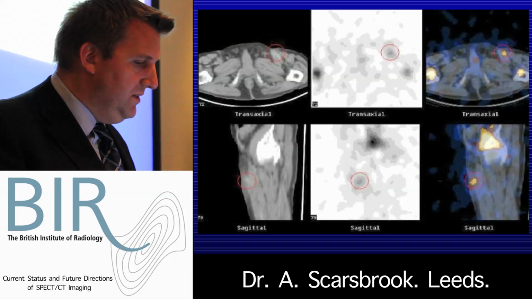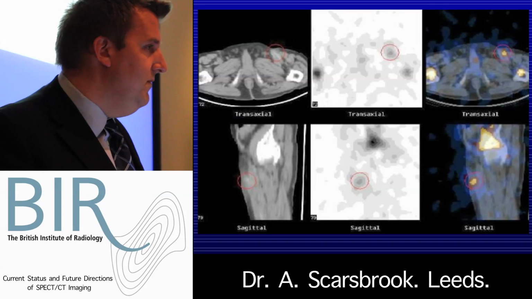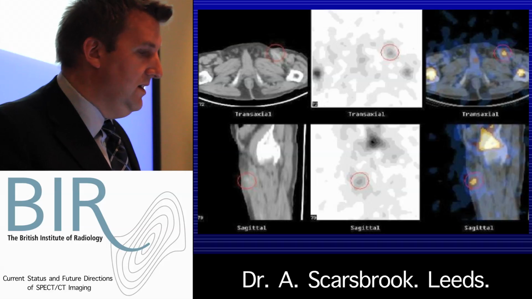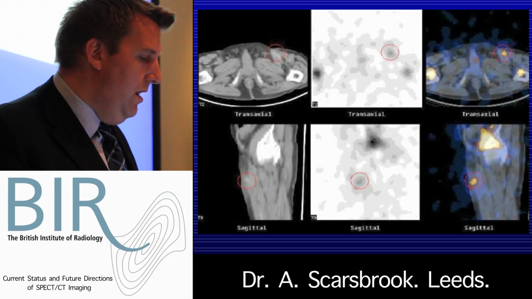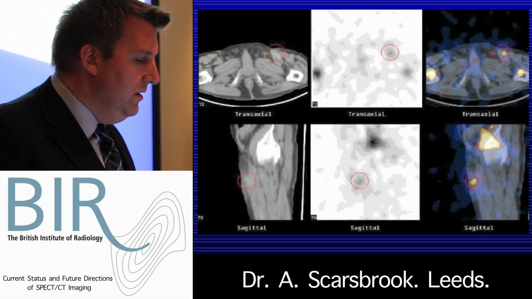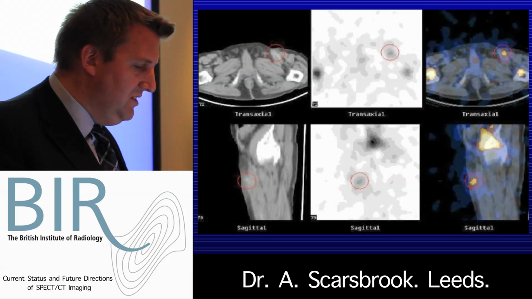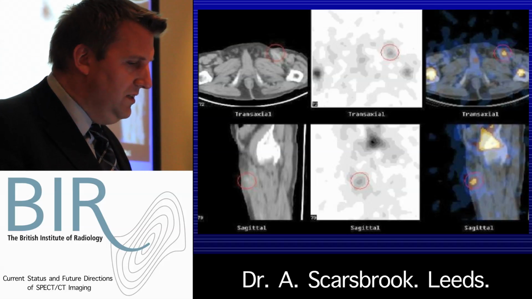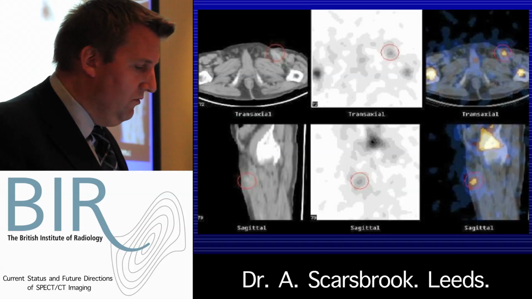So in our experience, we found that white cell scintigraphy is significantly augmented by the use of SPECT-CT. This is a case of a patient that had a femoral graft, and they come in with a painful groin and they've got raised inflammatory markers. The planar images show subtly increased uptake in the left groin, but it's pretty subtle. When you use the SPECT-CT, you can see more obvious focal uptake related to that groin.